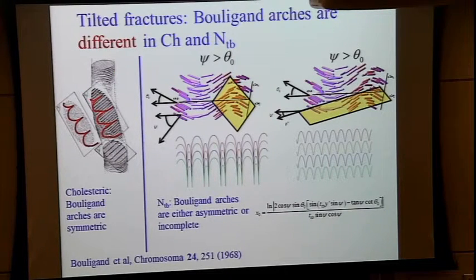And this is the image that was taken a very long time ago, in '68, by Yves Bouligand, who was the first to establish that chromatin in chromosomes of many species is forming a cholesteric liquid crystal. So people didn't believe him. What he did, he just showed this drawing in which he showed the cholesteric. You see this helicoidal structure, and then when you cross it under a certain angle, what you would see is that the director is periodically bending and forms these arches, and these arches are called the Bouligand arches.